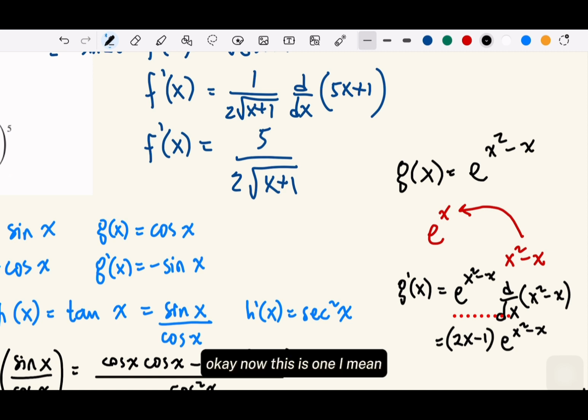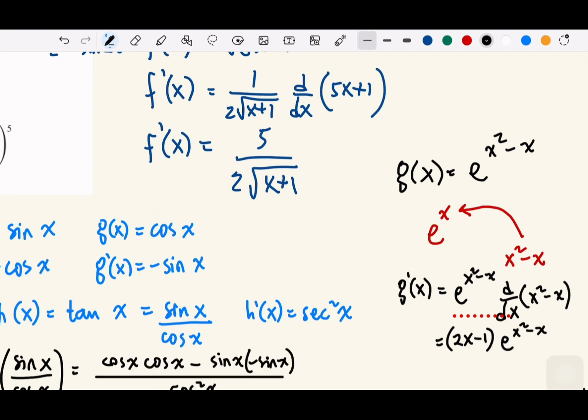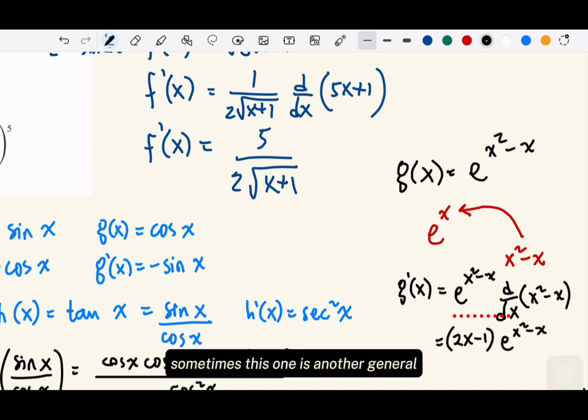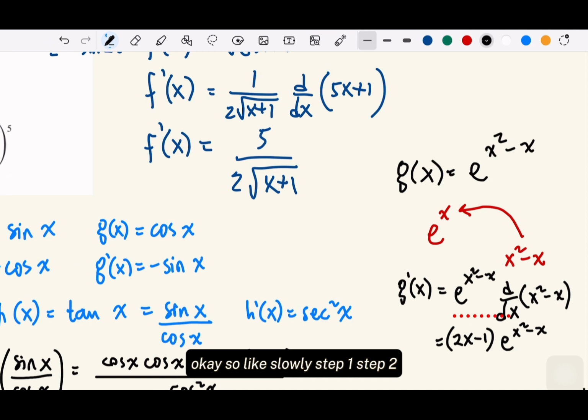Okay. Now this is one of the examples that I show you that is quite simple. But for other functions that might appear in your exam, it's not as simple as this. Sometimes this one is another chain rule. So you need to cut it like cutting an onion, one layer at a time. Maybe the inside has another inside. Then you can differentiate this and multiply with another chain rule. And you can do it for many functions as well. So slowly, step 1, step 2, step 3, and you can get your final result.